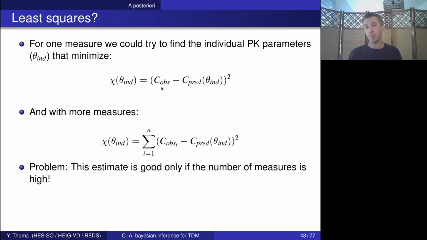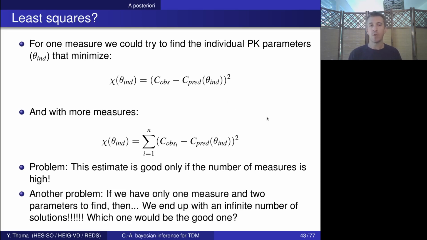So that's pretty easy to do in a sense, but the issue is that it's good if we have a lot of measures. If we just have one measure, it's not a very good estimate for parameters. And we have a bigger problem: usually you would have more than one parameter. So if you try to find two parameters based on just one measure, you end up with an infinite number of best solutions. So which one would be the good one? It's pretty hard to answer that question.